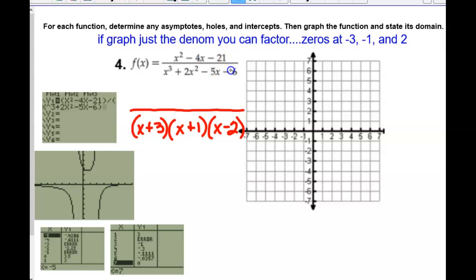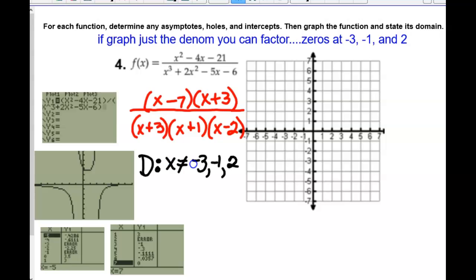Okay, what about the top? x minus 7 and x plus 3. Does this have a hole? Okay, the only thing you have to do before a hole is you have to do the domain restrictions. Guys, where's the domain restrictions? x cannot equal negative 3, negative 1, and positive 2. Then do the hole. The hole exists. We get to cross out this factor.